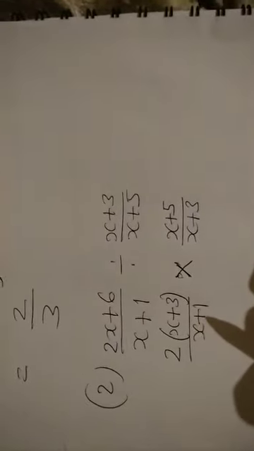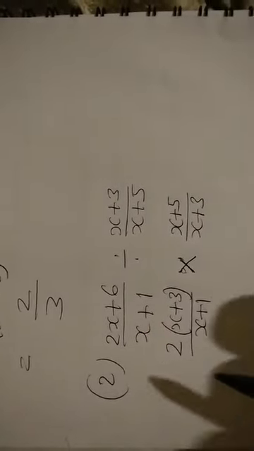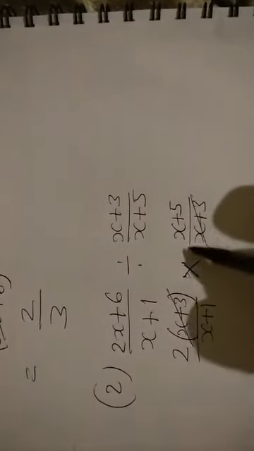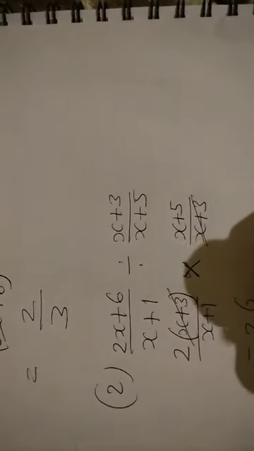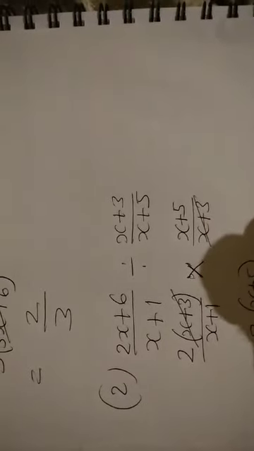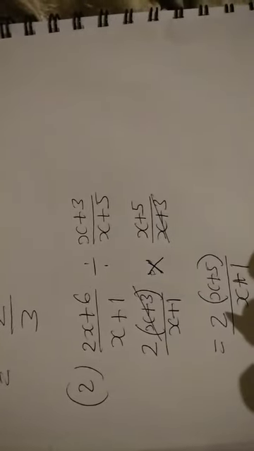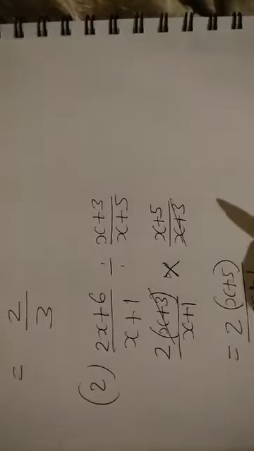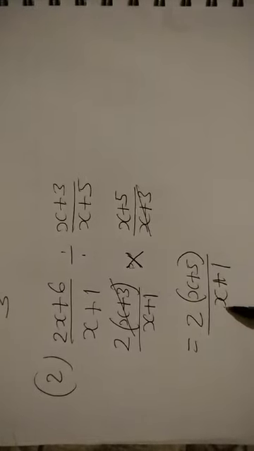Now, having done that, there is multiplication in between, as you can see. So the likelihood that is to happen here is that x plus 3 and x plus 3 are likely to cancel out, and if we multiply out here, we are likely to end up with 2 into x plus 5 and then over x plus 1. For me, that should be the solution. That is the solution. There's nothing else you can do after that. And that should be the end of it. So it's 2 into x plus 5, and then it's x plus 1.